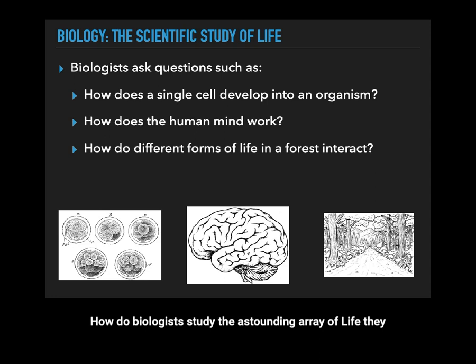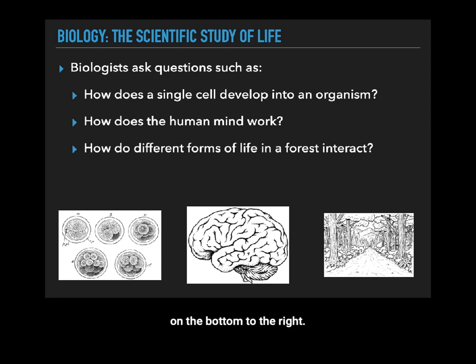How do biologists study the astounding array of life? They do this by posing questions about the living world and seeking answers through scientific inquiry. Examples of these questions include: how does a single cell develop into an organism, which is shown in the figure on the bottom left? How does the human mind, shown in the figure on the middle, work and execute complicated behaviors and tasks?